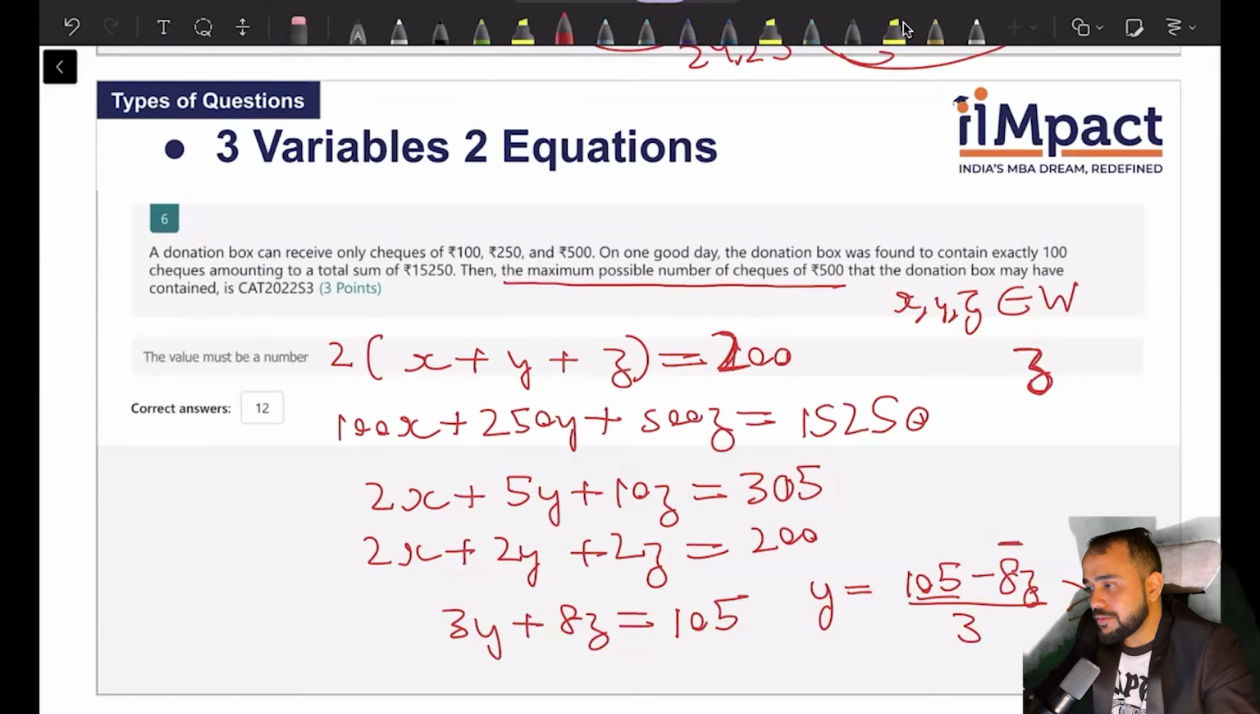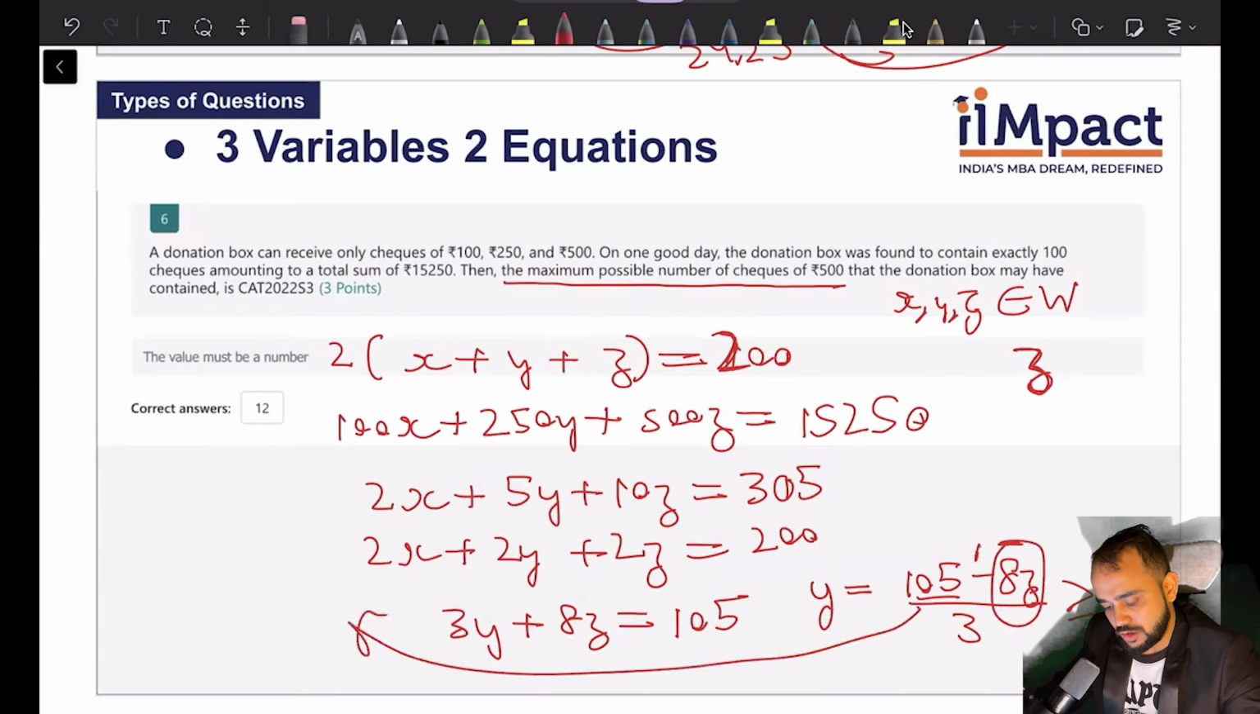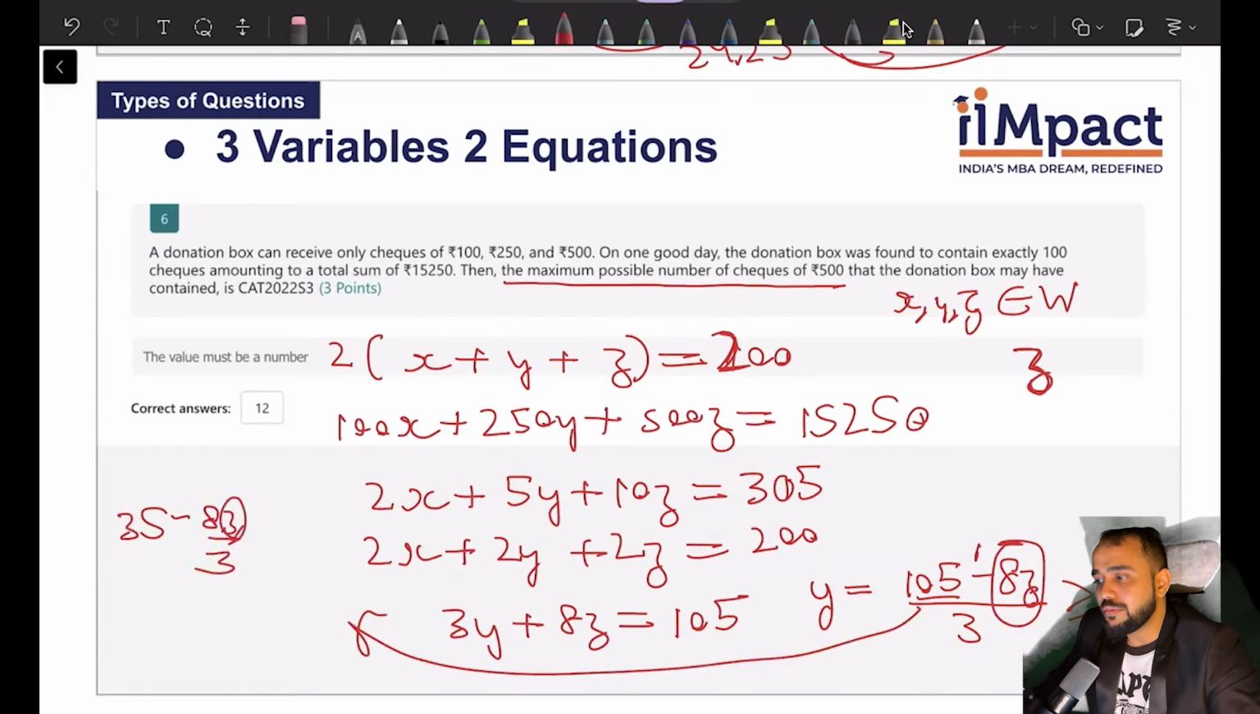Is 8 divisible by 3? No. 105 is divisible by 3, which means 8z has to be divisible by 3, because if I rewrite this, it is simply 35 minus 8z by 3. So z has to be a multiple of 3, and it has to be a multiple of 3 in such a way that y does not cross the value of 0. So this has to be greater than or equal to 0.